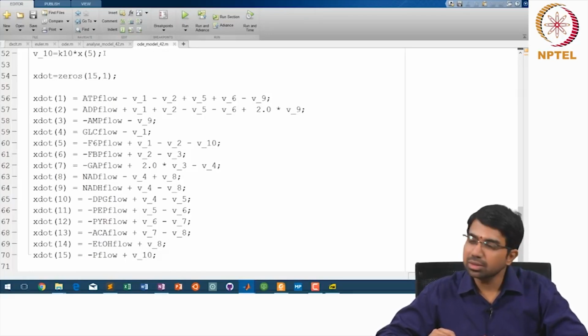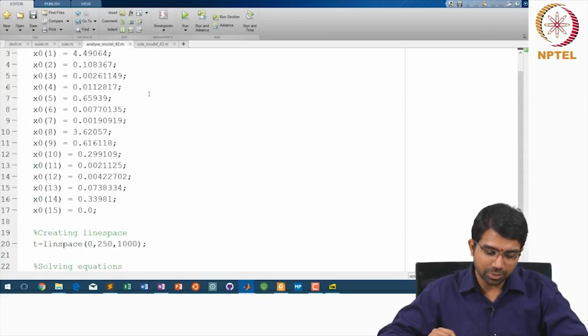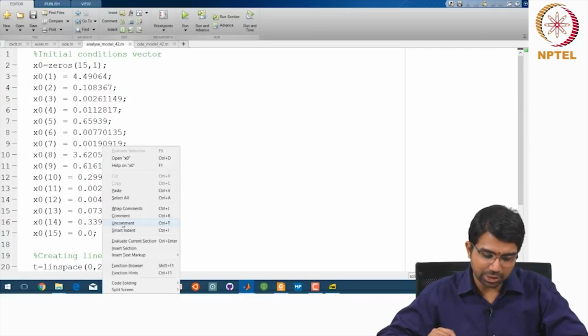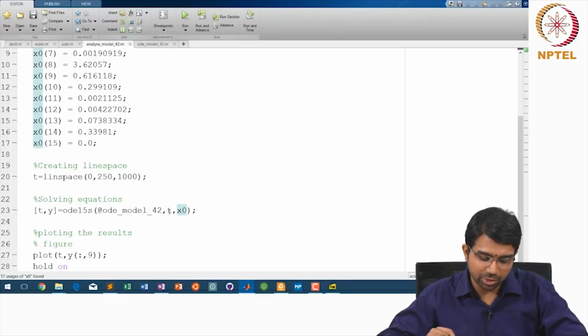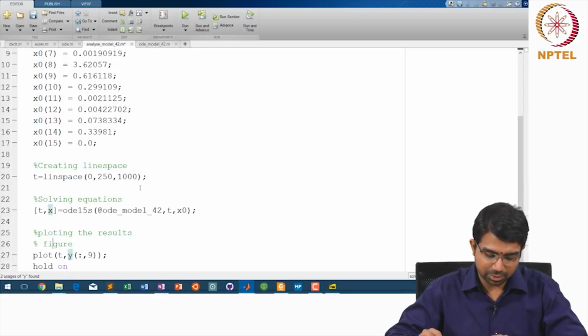Now, you can actually solve this. You can use analyze model 42.m to solve it. What do you need to do here? First, set up the initial conditions, then create a vector where you want to simulate it. Then basically the same old thing: t comma y is ODE 15s of ODE model 42, t comma y naught. Y or x, you can probably have it as x here.